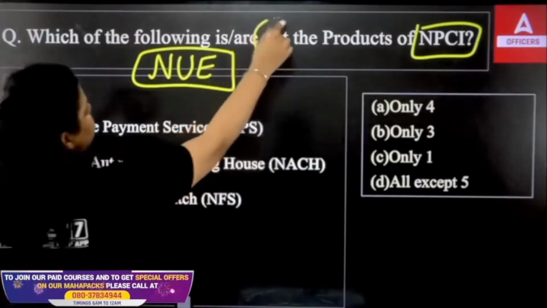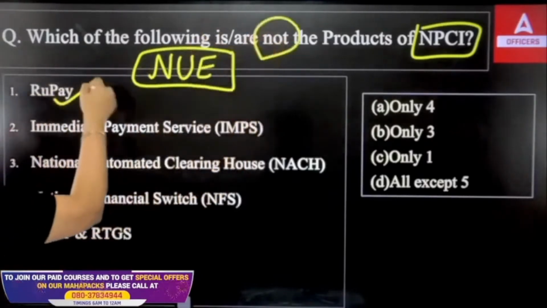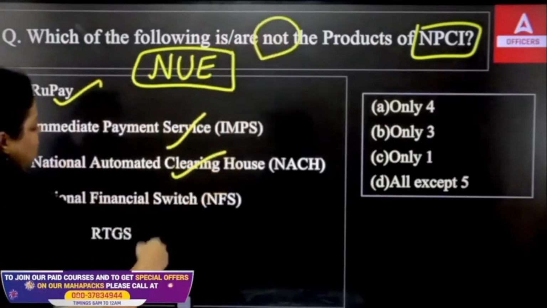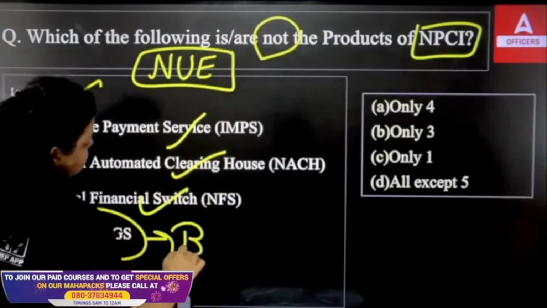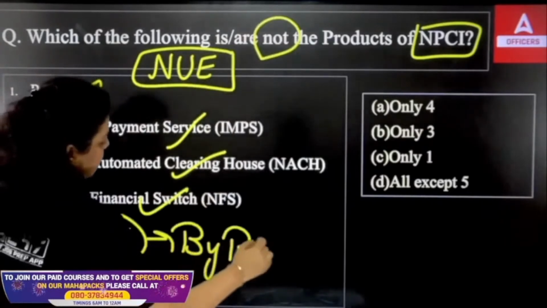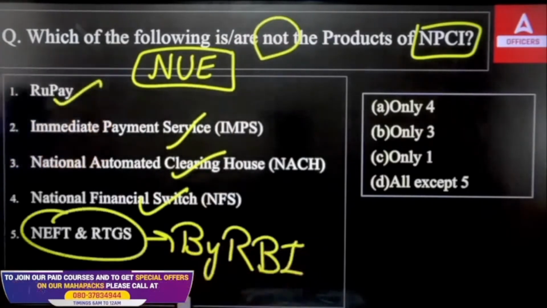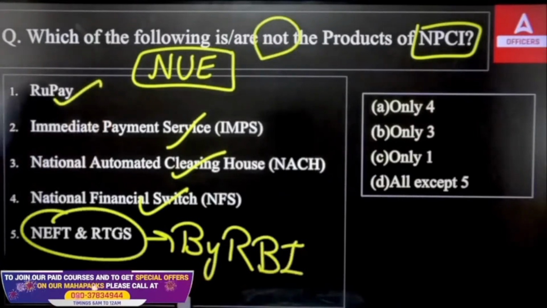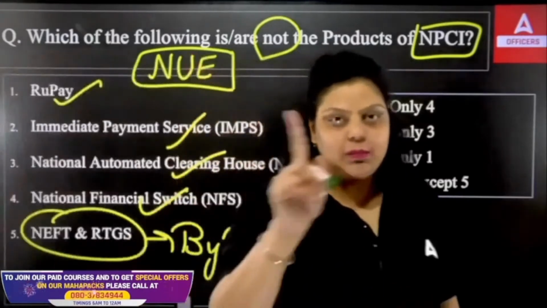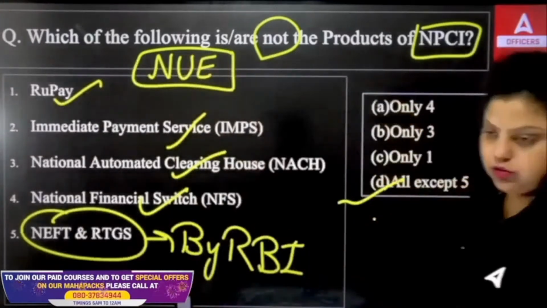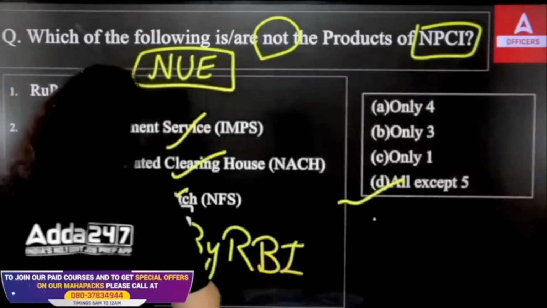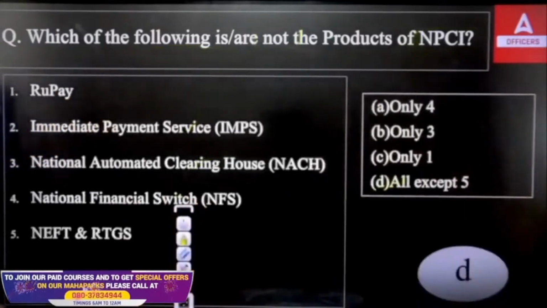Now, which of the following is not a product of NPCI? RuPay is a product, IMPS is a product, NACH is a product, NFS is a product, but not NEFT and RTGS. They are managed by RBI and they both have become 24/7 also. So all are products of NPCI except the fifth. So this is not a product of NPCI, all the others are. So the right answer will be D option. Okay, next.